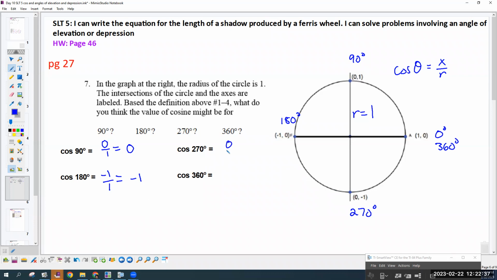For 270, x is 0, r is 1. For 360, there's the 0. They're the same. They are coterminal angles. X is 1, r is 1. So we get 1. Again, I'm just going back to this cosine of theta equals x over r, grabbing the x coordinate and dividing it by the radius.